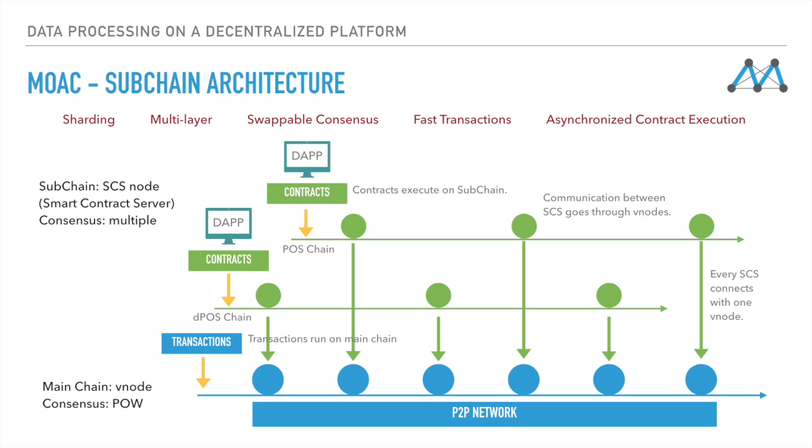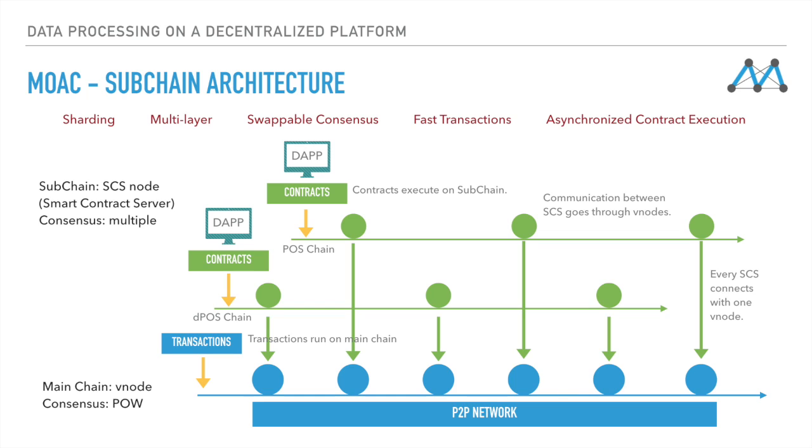Number 1 is sharding. What is sharding? Say we have tens of thousands of nodes for Ethereum. They all have to do the same thing whenever you execute a contract. What if we can break them down into smaller pieces? Say if we have 10 different groups of nodes of 1,000 each, then you can actually run 10 processes at the same time. So that's 10 times more. So that is sharding, and in Moac, it's implemented.